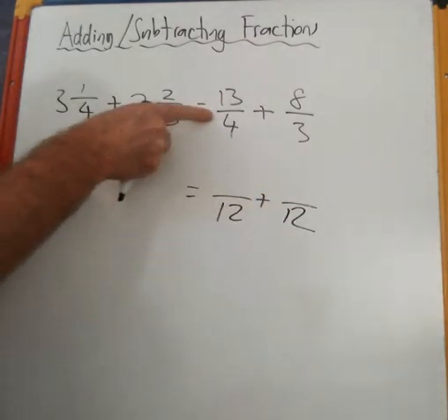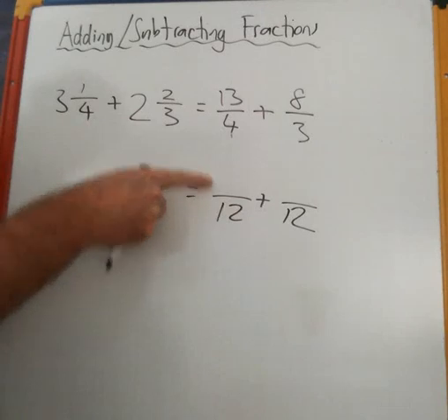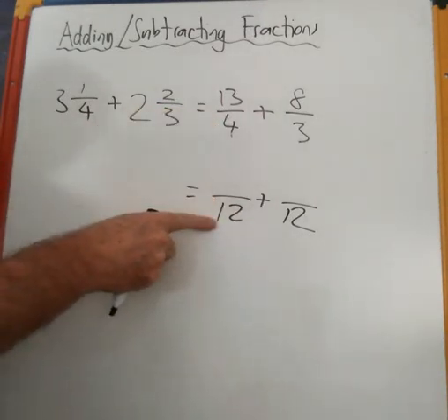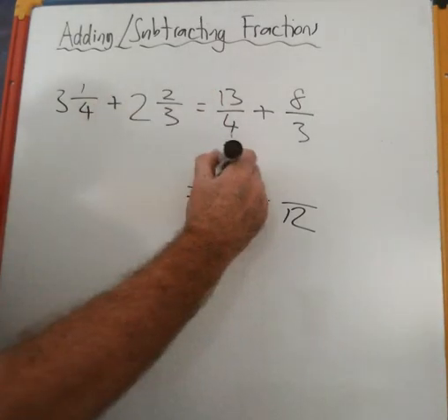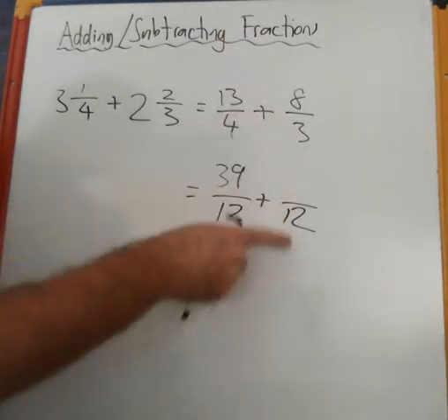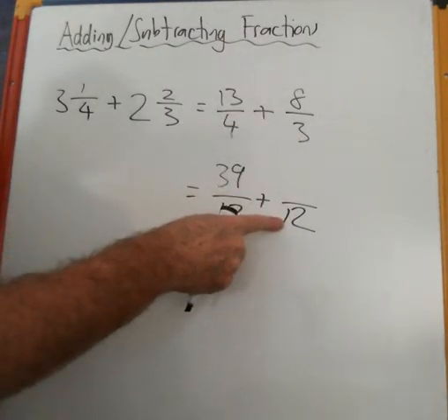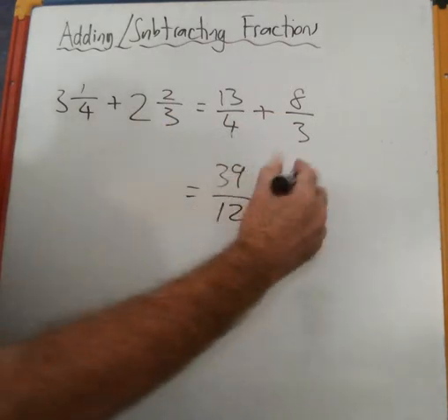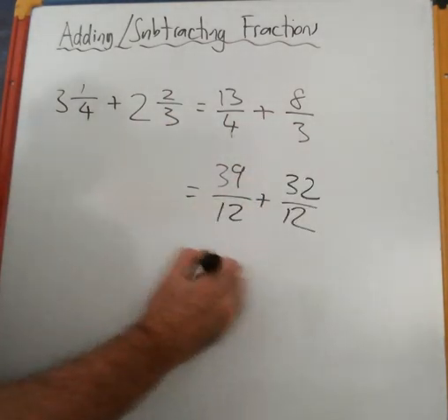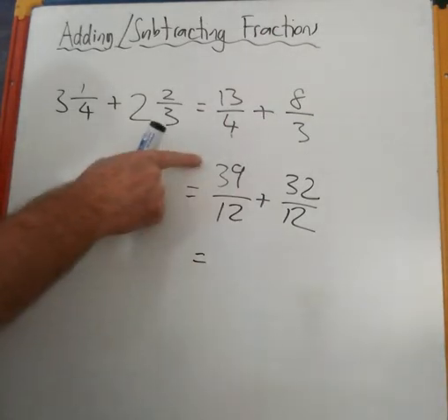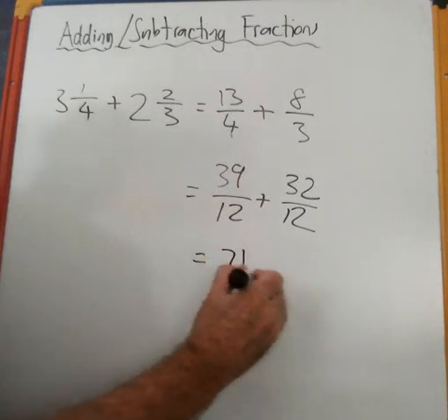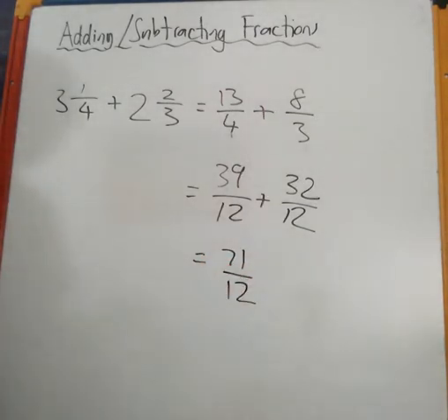So we're going to have to change 13 over 4 into something over 12. Well, 4 times 3 gives me 12. 13 times 3 is 39. 3 times 4 gives me 12. 8 times 4, 32. Adding those together, 39 plus 32, 71 over 12.